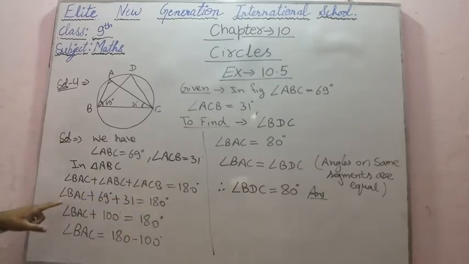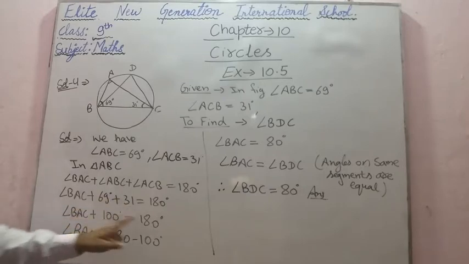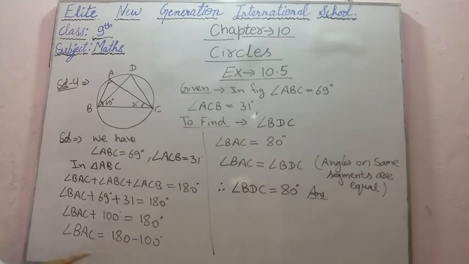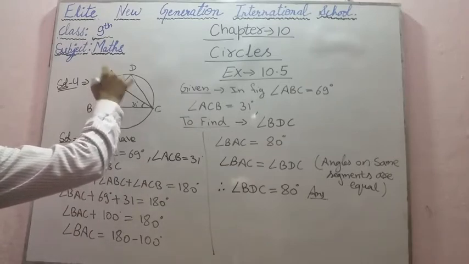Now here angle BAC plus 69 and 30 will be 100. So this 100 will come this side. So 180 minus 100. So value of BAC will be 180 minus 100. It will be 80 degrees. So this angle will be 80 degree.